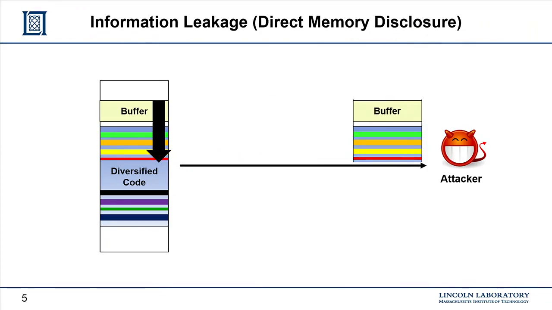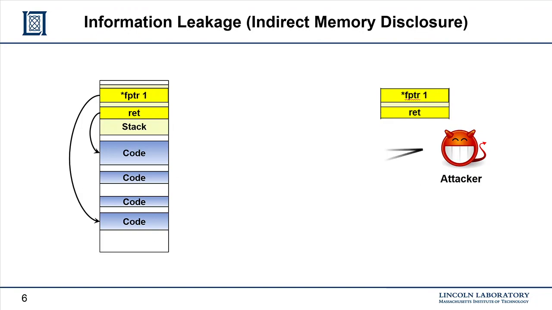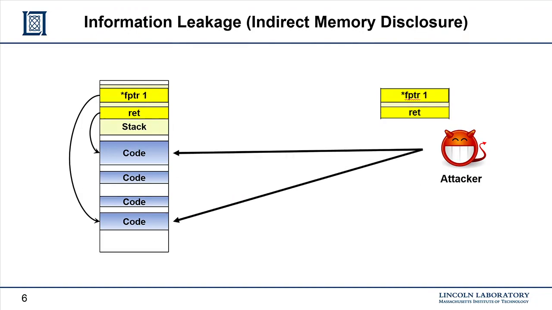There are also other types. Indirect memory disclosure is the other type. If we randomize the location of code snippets or code segments, that is good, but there are also pointers to those code regions. For example, there are function pointers and return addresses that are stored on the stack. So by leaking those values, an attacker can learn exactly where those code snippets are and attack them. So this is the motivation behind leakage-resilient diversity techniques.